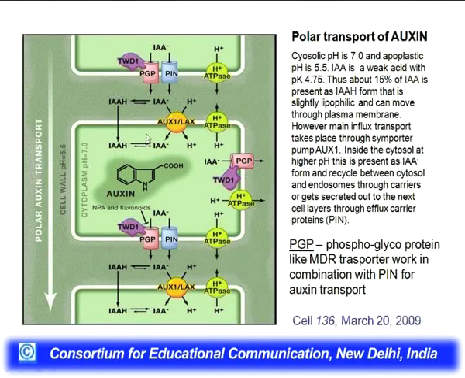Now, this auxin, suppose this is a cell, one cell, this is the next cell and this is the other cell, and you have the spaces between the cells. The spaces between the cells are called apoplast. These auxins are present both inside the cell and in the apoplast, and then are moved to the next cell.